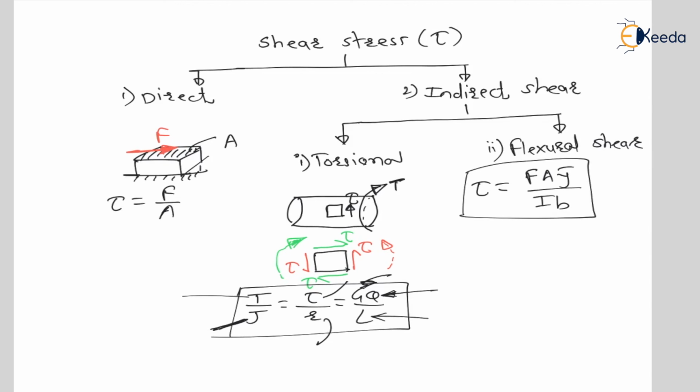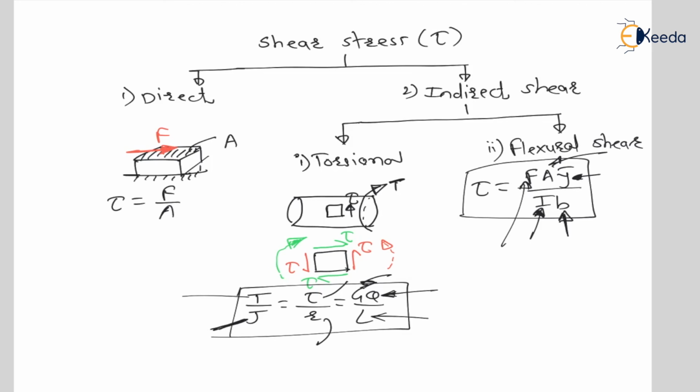Tau is flexural shear stress, F is shear force at that cross section or at that location, A is the area above or below the fiber at which you have to calculate, y bar is the distance of the centroid of that area from the neutral axis, I is moment of inertia of the entire cross section, and b is width at the section. This you have already seen in strength of material. This is how we can classify the stresses.